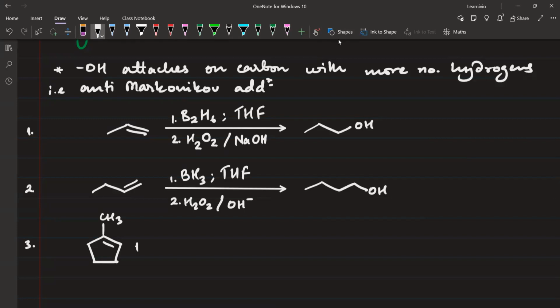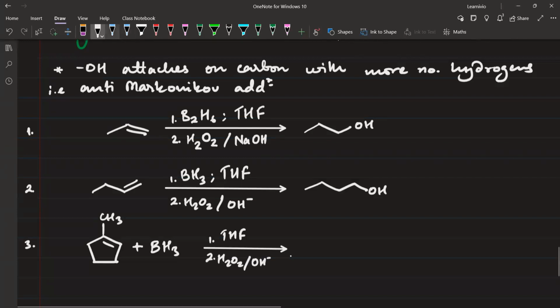Another way could be they will give you plus BH3 in the presence of, first, THF. Now THF is not going to do anything. That is what we keep explaining again and again. Second is H2O2. This H2O2 should be there in the presence of basic medium, OH negative. If I look at the pi bonds, these are connected with these two carbon atoms. One we make blue and one we make red.